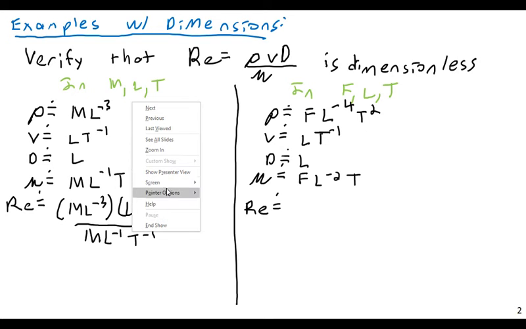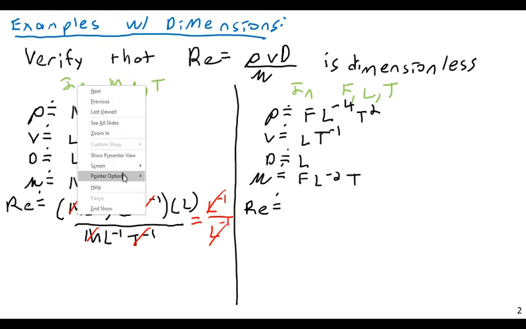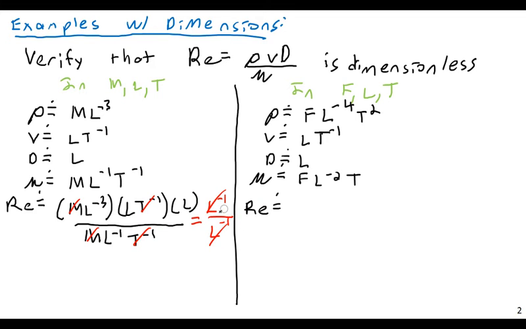And let's start canceling out terms. Well, first the mass will cancel out. Then I have time to the negative 1 and time to the negative 1. And I have a length; if I add 1 plus negative 3, I get L to the negative 2, and then I just have L to the negative 1. So those cancel out. What I end up with, very simply, is that the Reynolds number is equal to M to the 0, L to the 0, and T to the 0. So, in other words, this is a dimensionless number.